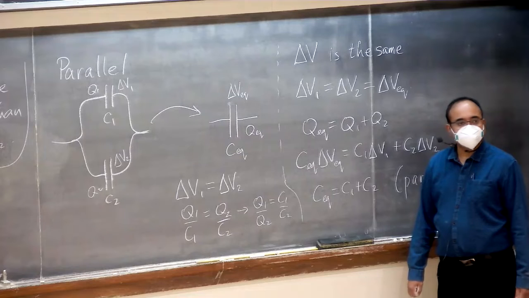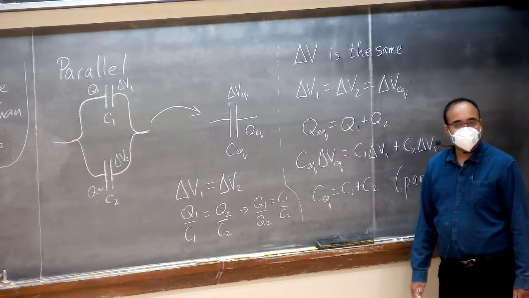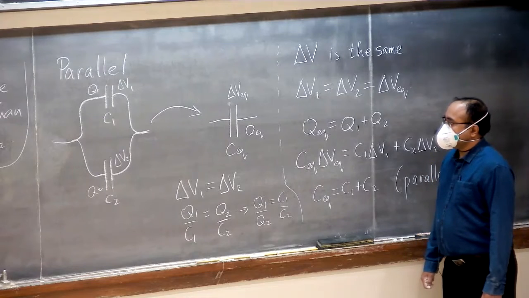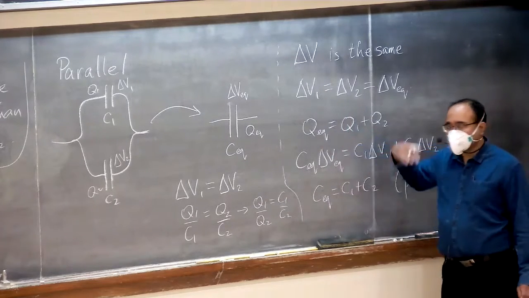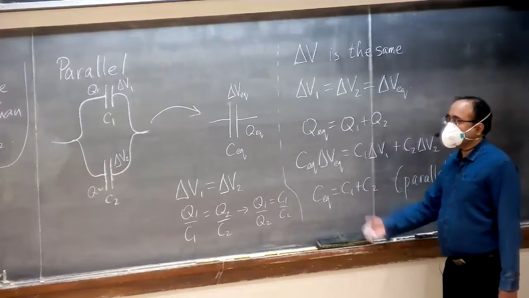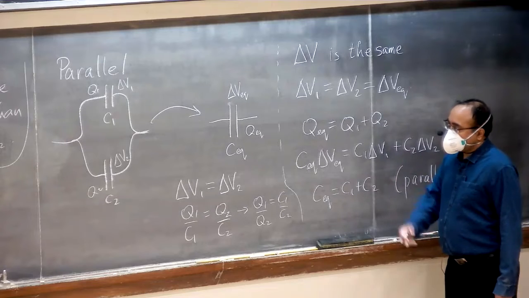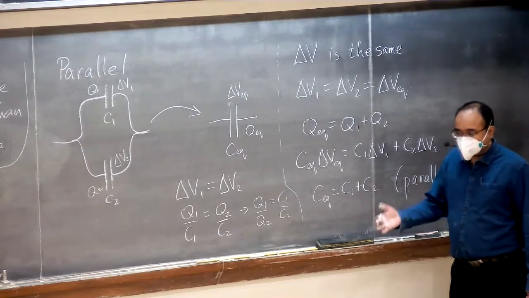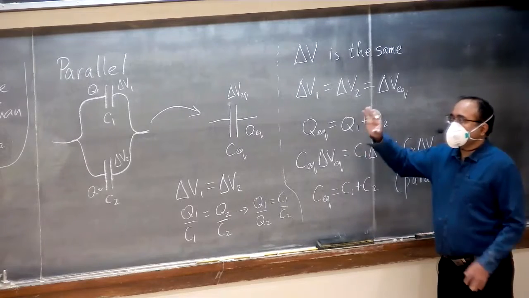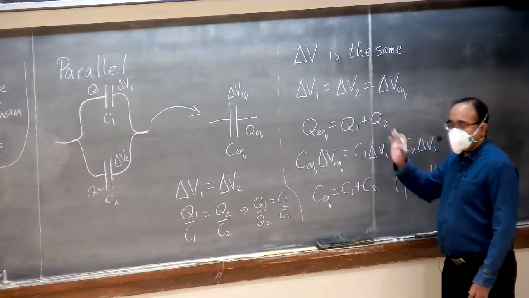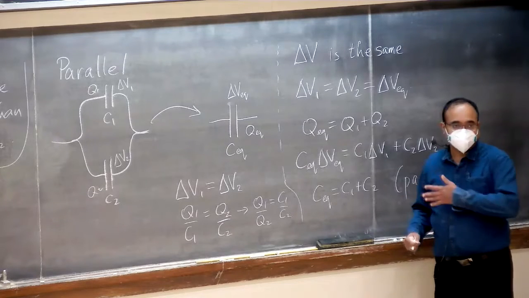Other questions? All right. So in a lot of circuit problems, these terms, series and parallel, we'll see them again when we do resistors, inductors, and so on. They're quite general. It's always true, no matter what you're talking about, regardless of whether it's capacitors or resistors or whatever: if two circuit elements are in parallel, that means they have the same delta V. If two circuit elements are in series, that means they have the same current running through.